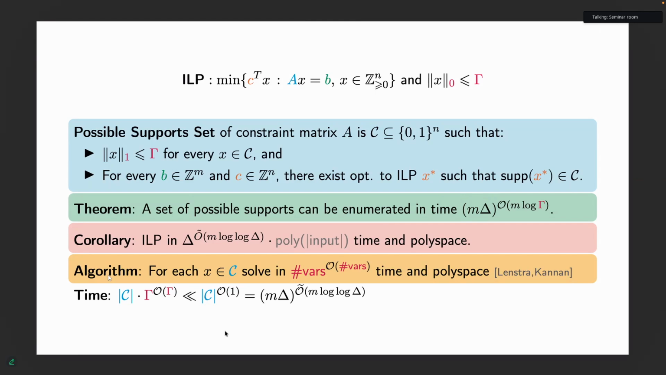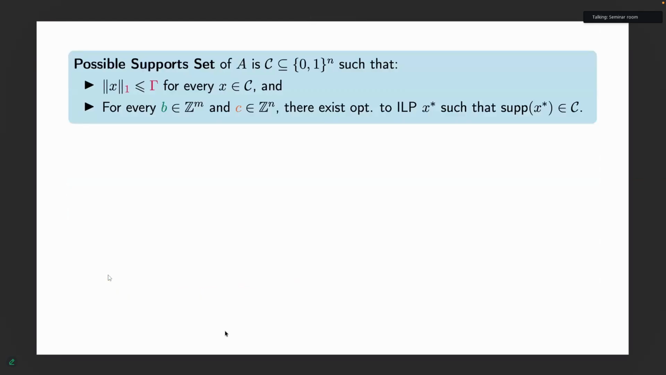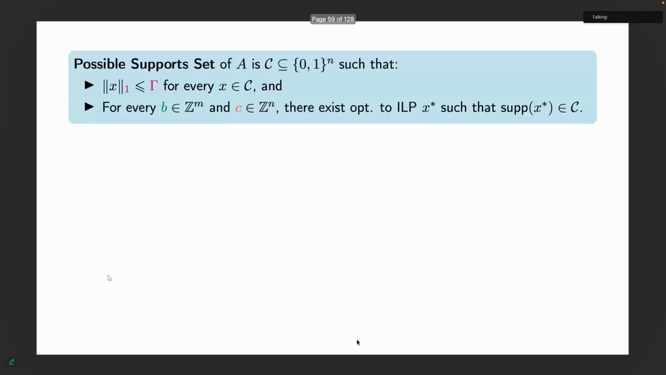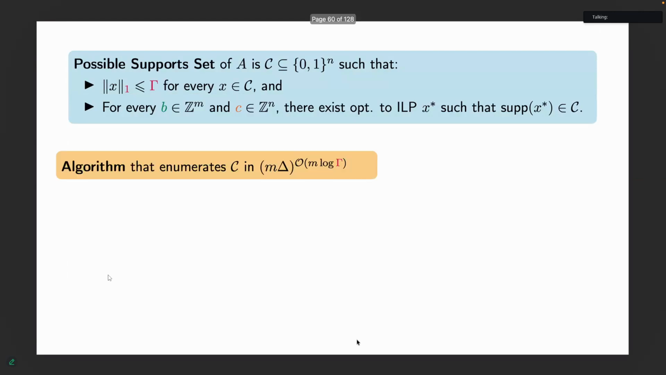Okay, any questions? Okay, so let me prove the step. Yeah, Lenstra-Kannan works in polynomial space. So that's the object that we want to enumerate, and I need an algorithm that enumerates it in this time.